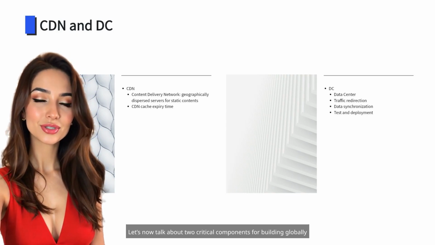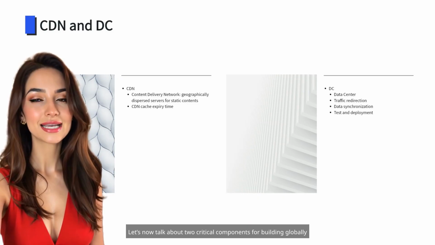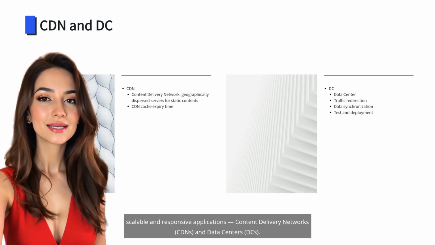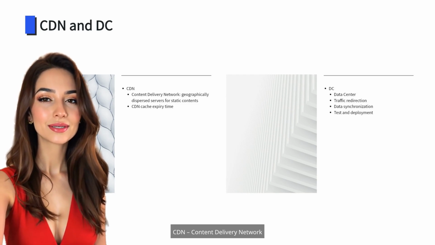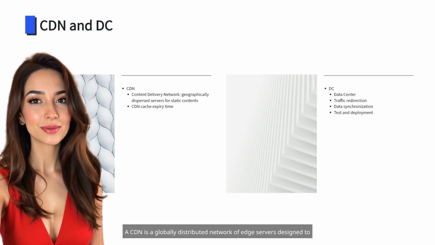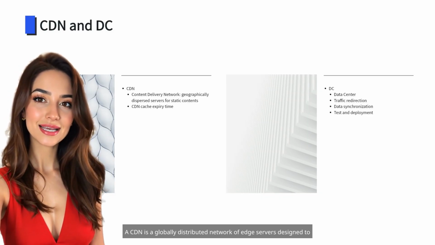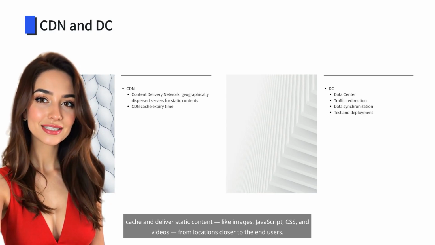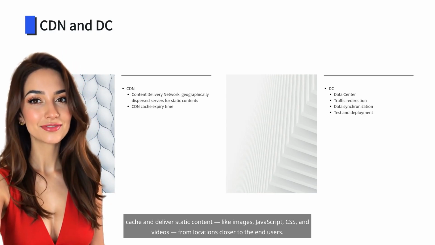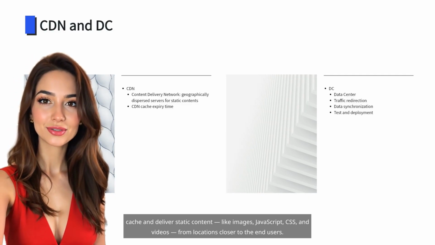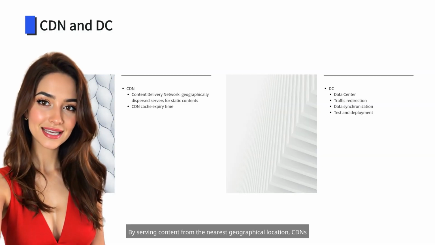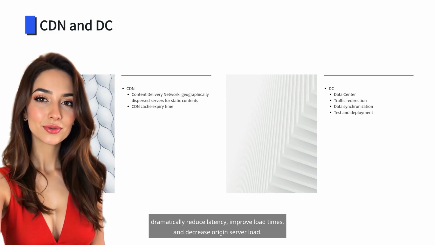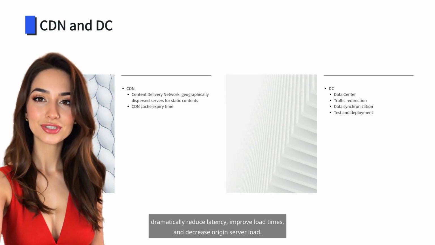Let's now talk about two critical components for building globally scalable and responsive applications: content delivery networks, CDNs, and data centers, DCs. CDN, Content Delivery Network. A CDN is a globally distributed network of edge servers designed to cache and deliver static content, like images, JavaScript, CSS, and videos from locations closer to the end users. By serving content from the nearest geographical location, CDNs dramatically reduce latency, improve load times, and decrease origin server load.